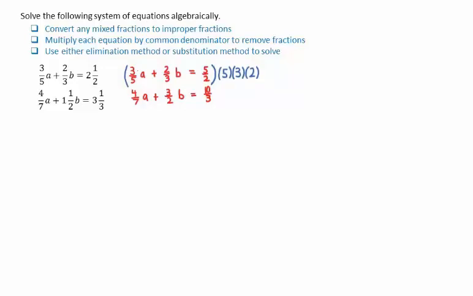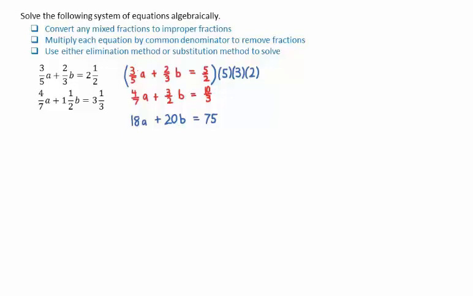For the first equation then, multiply by 5, 3, and 2. The 5 cancels out the 5 in the denominator of 3/5a, resulting in 3 times 3 times 2, or 18a. Similarly, the 3 cancels out the 3 in the 2/3, giving 2 times 5 times 2, or 20b. Finally, the 2's cancel, giving 5 times 5 times 3, or 75.